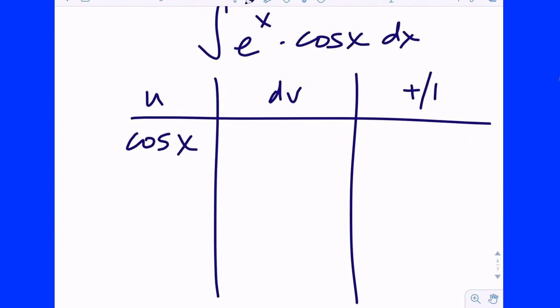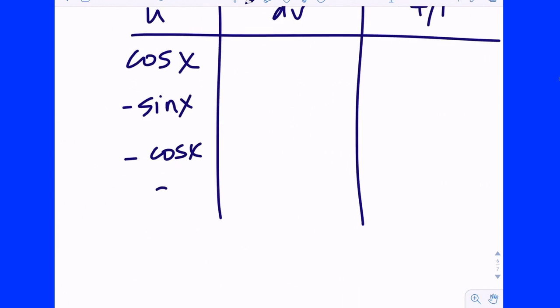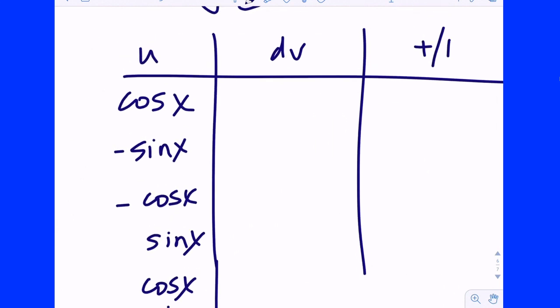All right, so here we go. Cosine. The derivative is negative sine. The derivative is negative cosine. The derivative is positive sine. The derivative is cosine. And I could keep going forever and ever. I already repeated it now, so wow me.